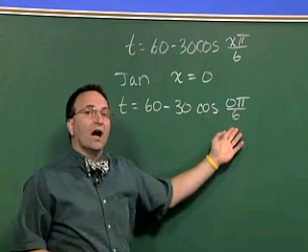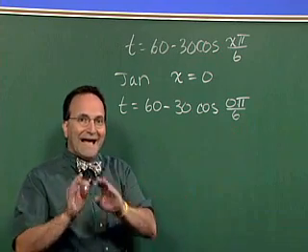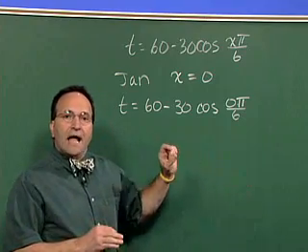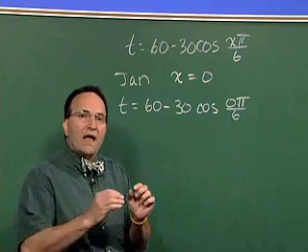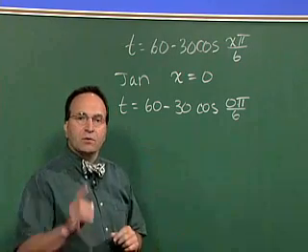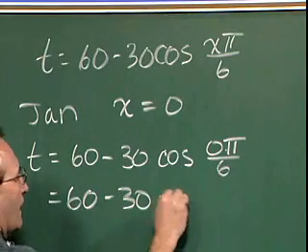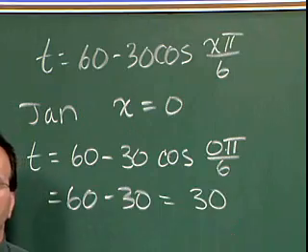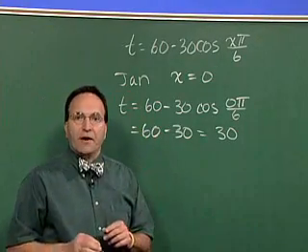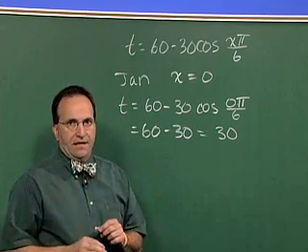The cosine of 0 means that we want the x value when there is an angle of 0, which, of course, is the point 1 comma 0 on the unit circle, so the cosine is equal to 1. So this is just 60 minus 30 times 1, which of course is 30. Well, what does that mean? That means that in the month of January, we're looking at 30 degrees Fahrenheit.